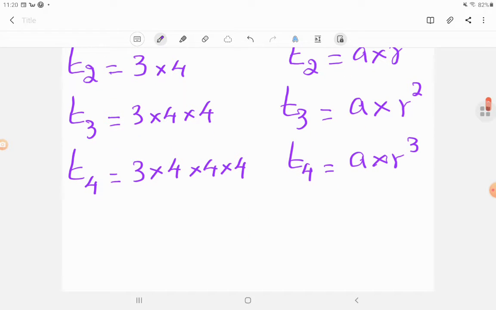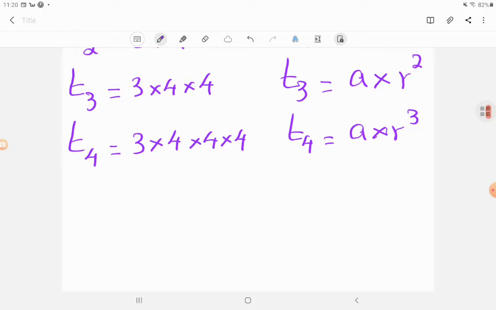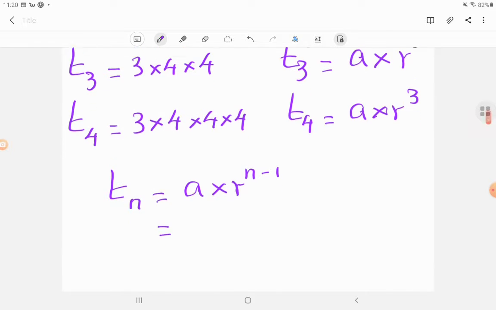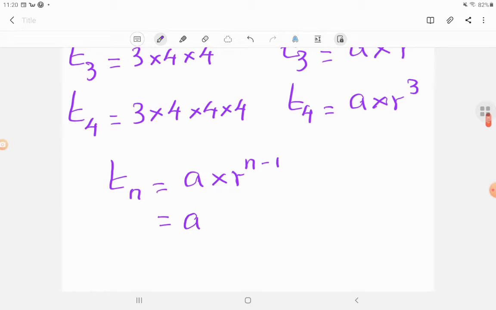So when you look at the fourth term in general form, we have written T4 as a times r cubed. The power of r is 1 less than the number of the term. Therefore, in general form, Tn is equal to a times r to the power of n minus 1. So that's it, we have got the formula. We don't have to write the multiplication sign in between. Just write ar to the power of n minus 1.